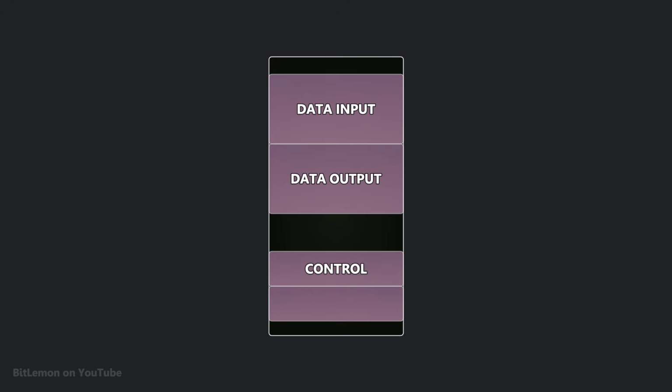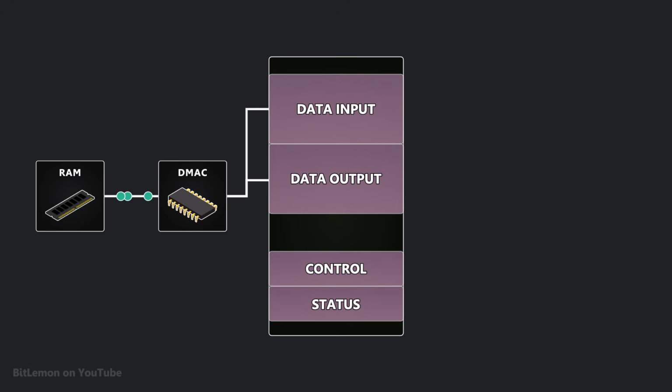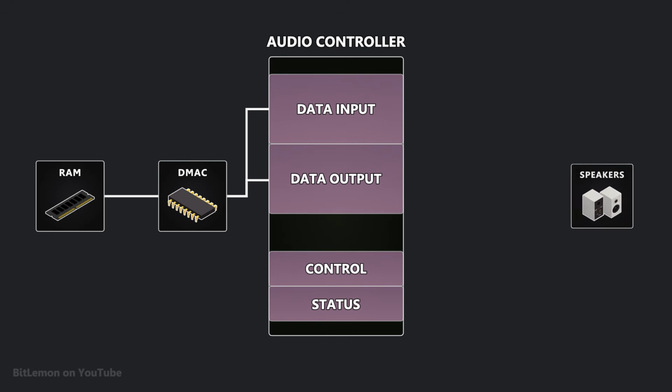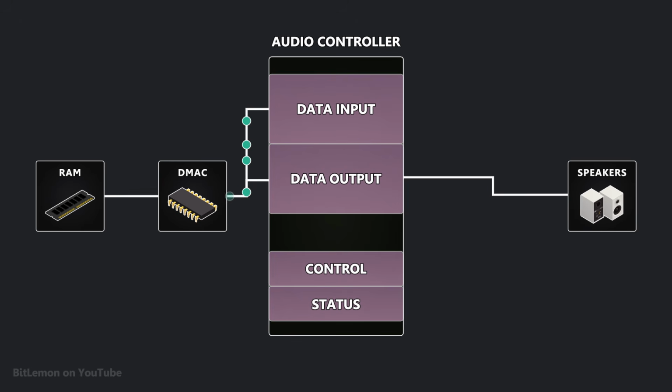A typical memory-mapped device has 4 memory regions that act as its way of communicating with the rest of the system. The data input region is where data gets sent to the device from an external source. The data output memory area is where the device sends data out to main memory or other components. For example, an audio device might receive audio data from main memory, process it, and then send it to the speakers so you can hear the sound.